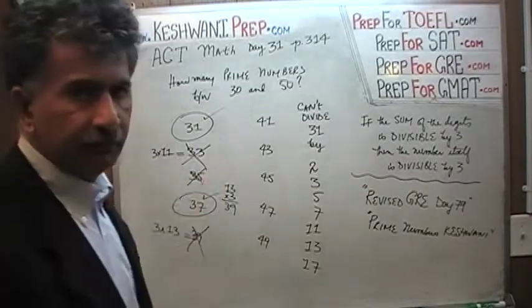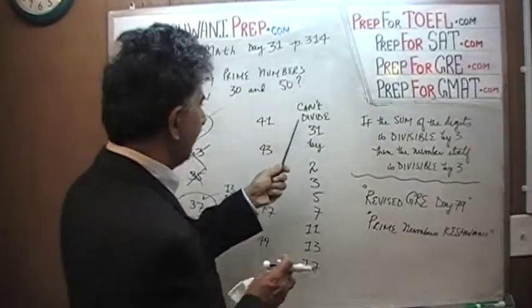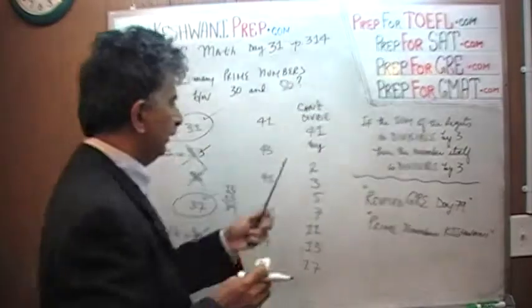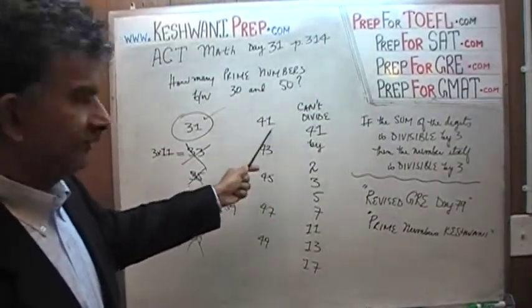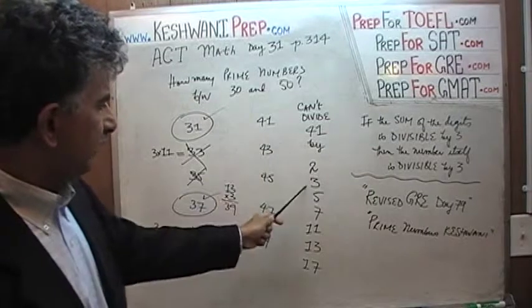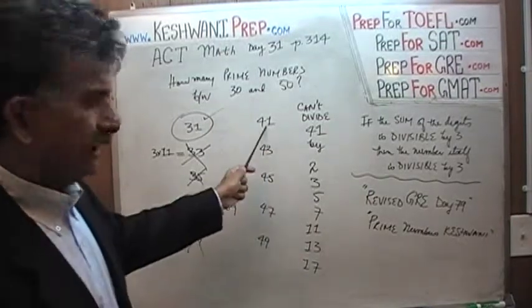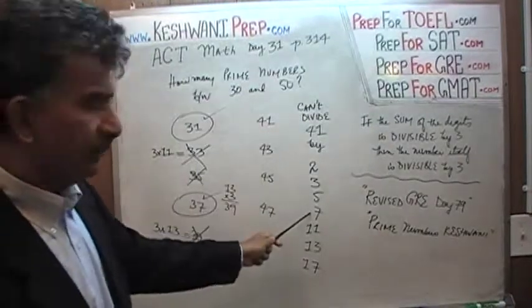How about 41? Same exact routine. We can't divide 41 by 2 because it's not an even number. We can't divide 41 by 3 because the sum of the digits is 5, and 5 cannot be divided by 3. We can't divide it by 5 because it doesn't end in a 0 or a 5. We can't divide it by 7 because 7 times 6 is 42.